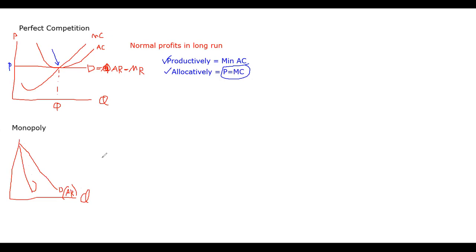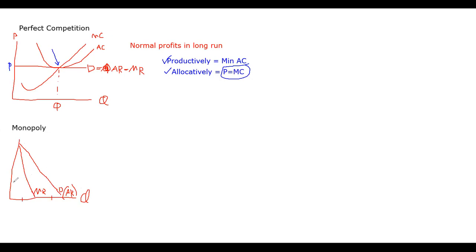So basically, MR का gradient, though both the gradients are negative, MR का gradient is going to be twice as much. So one way to look at it is that when they cut the x-axis, this distance and this are going to be equal.